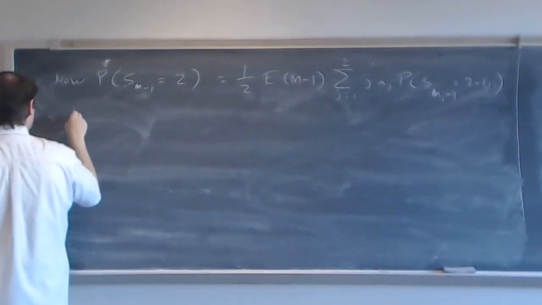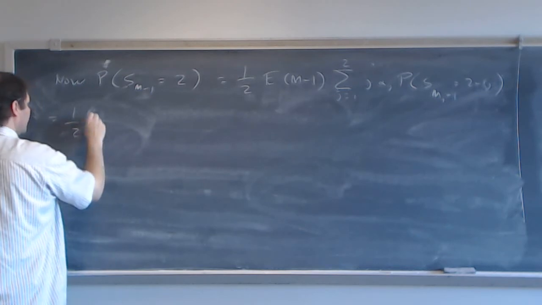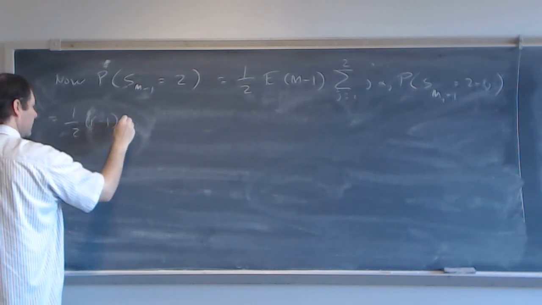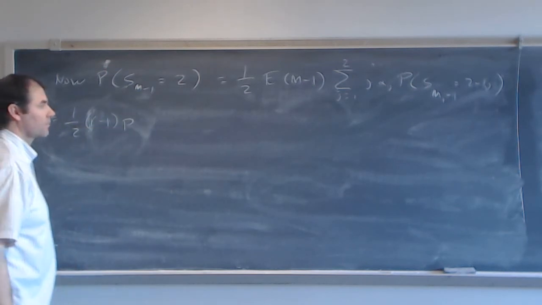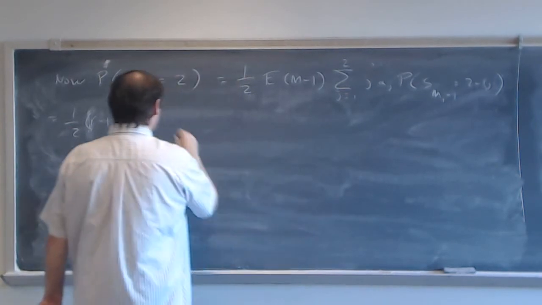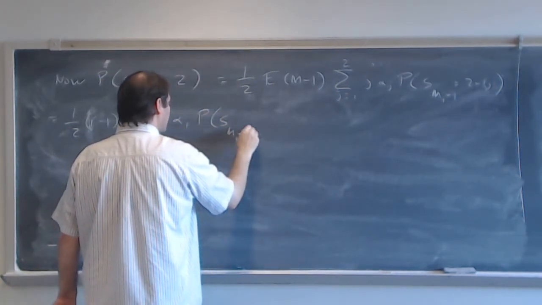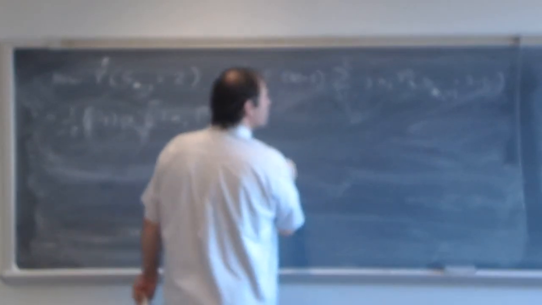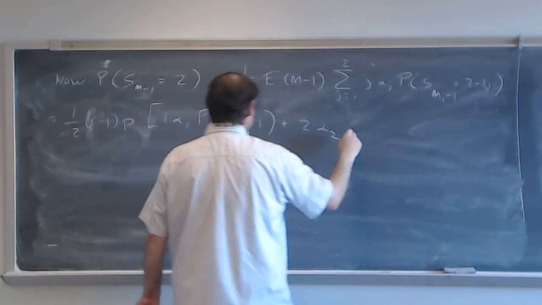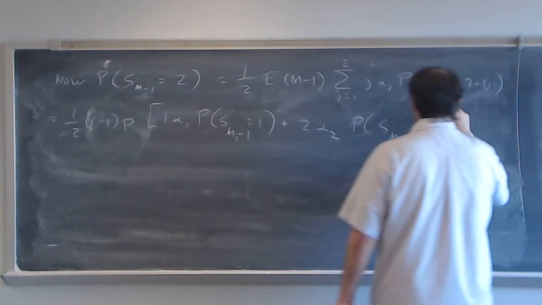So this is equal to 1 over 2 times the expected value of m minus 1, that's r minus 1 times p. Now, this will be times 1 alpha sub 1, the probability S of m sub 1 minus 1 is equal to 1, plus 2 alpha sub 2 times the probability that S of m sub 1 minus 1 is equal to 0.